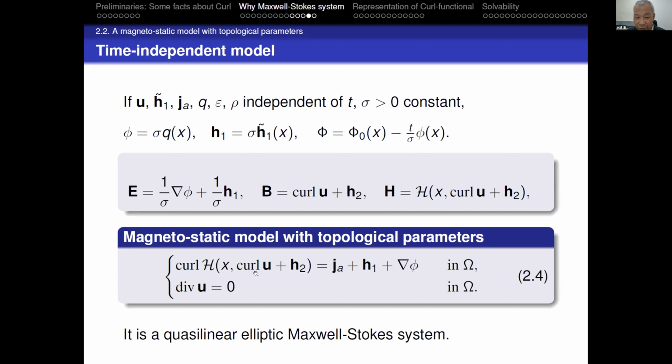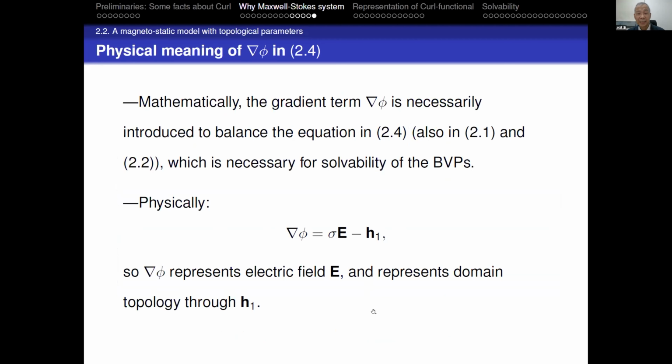You solve U for some parameter H1 and H2. Okay. So now see that although mathematically this gradient phi is introduced to balance the equation, but physically, in some situations, it does have physical meaning. It represents the electric field E and represents the domain topology through the Neumann field.